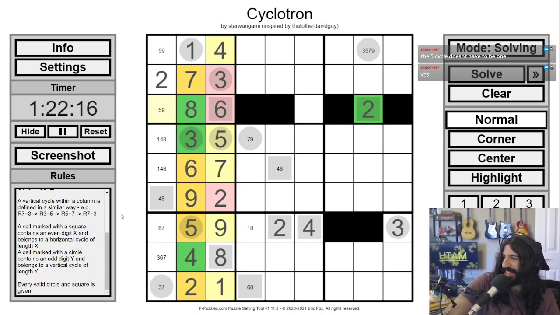Fair. Why is the 2 not allowed to be a circle? DZV, it's because of the negative constraint. The last line of the rule says every valid circle and square is given.